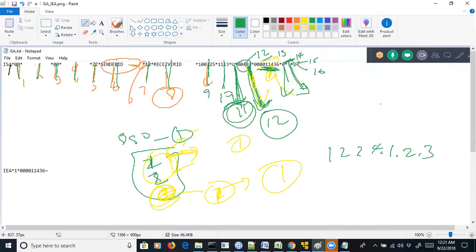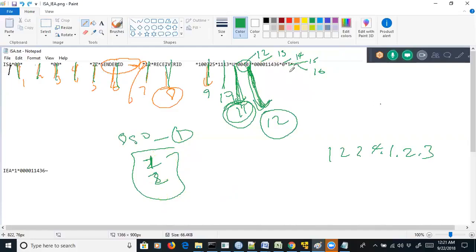And then the sixteenth field is the segment separator, the last field here. Got it, guys. So this is the definition and meaning of each and every field in the ISA. That was your ISA header. Now come to the ISA trailer. The segment identifier for the ISA trailer is IEA.